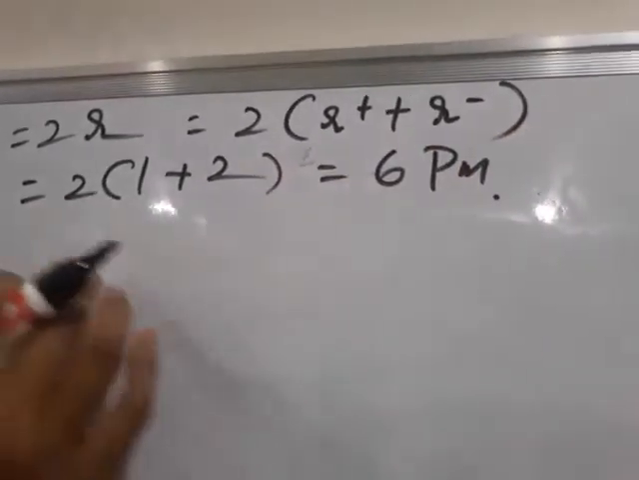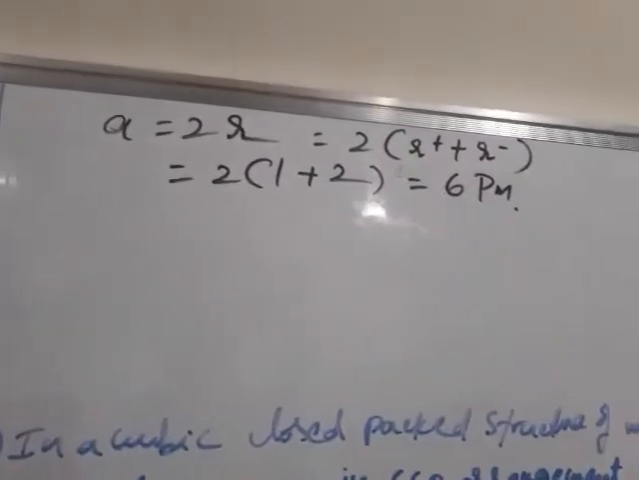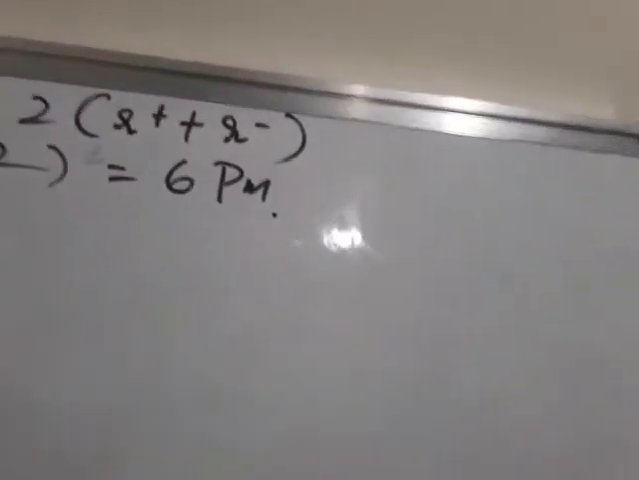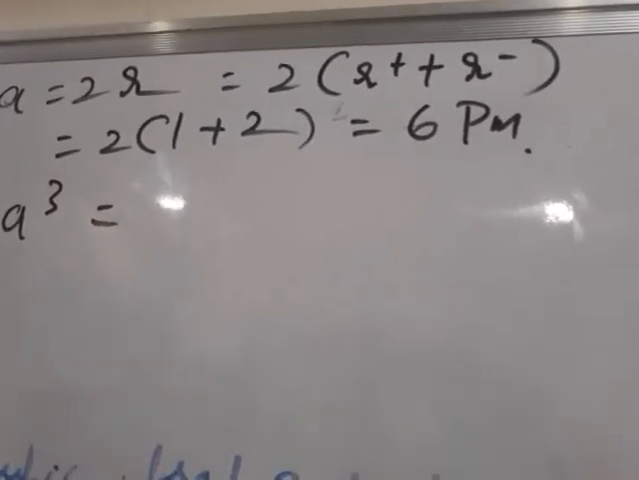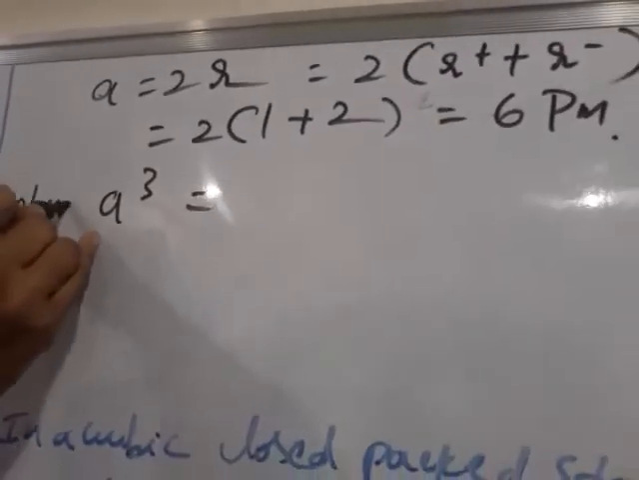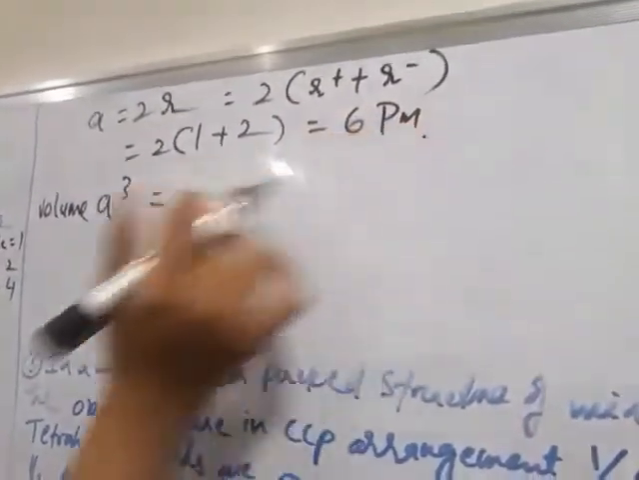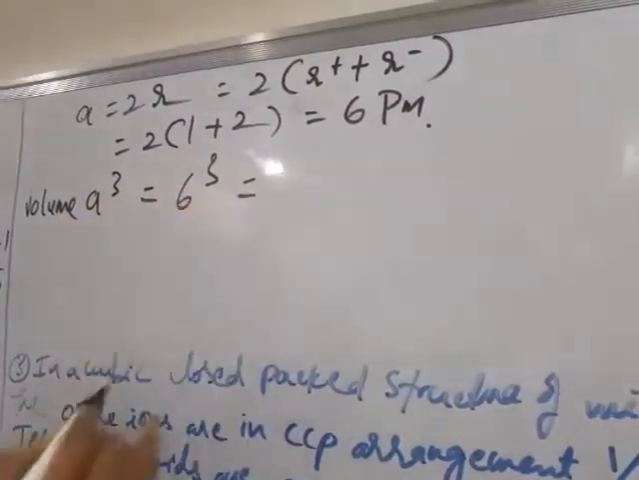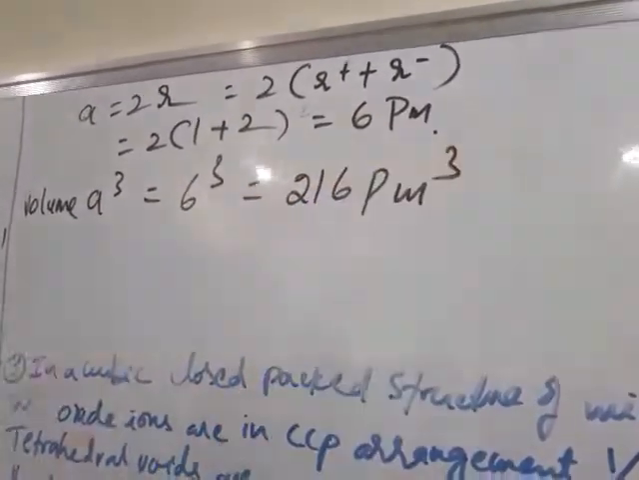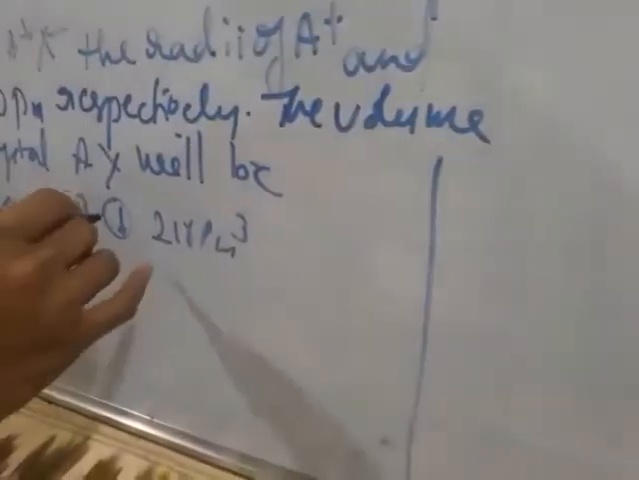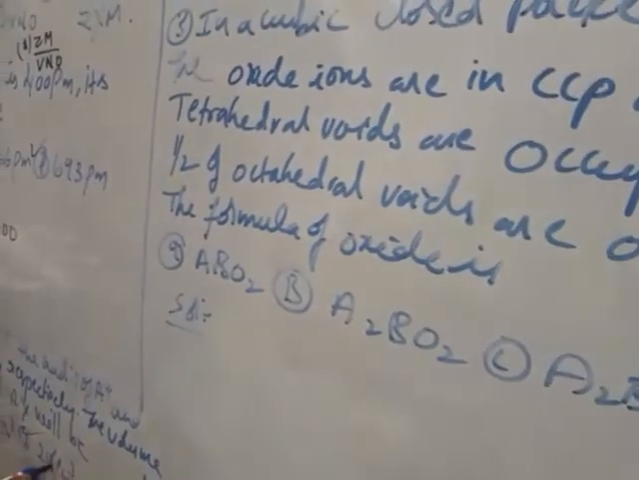picometers. Then from the edge length, we can calculate the volume. So volume is a cube. What is a here? Edge length value 6. So 6 cube. 6 cube means 216 picometer cube. So this one is 216 picometer cube.